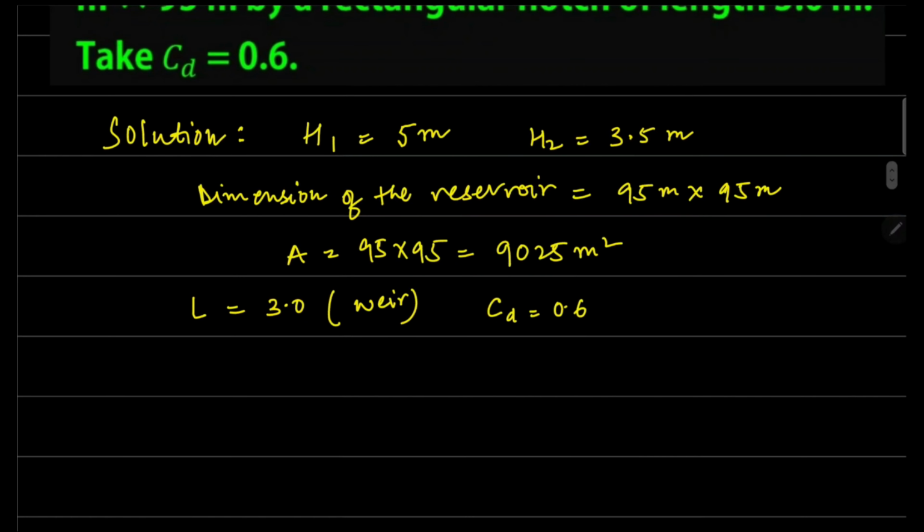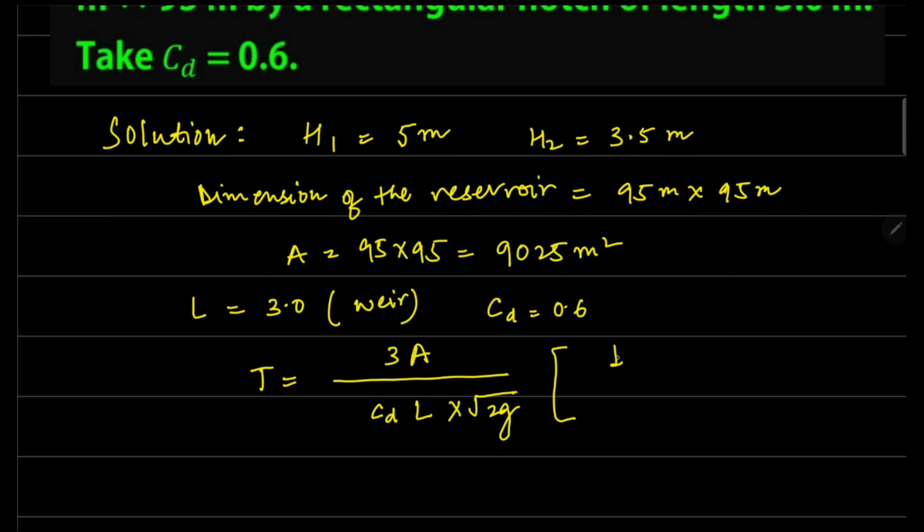So we have to use the formula for time required to empty a reservoir with a rectangular notch. That is, time t can be found by 3A divided by CD into L into under root 2g, in brackets 1 by under root h2 minus 1 by under root h1.